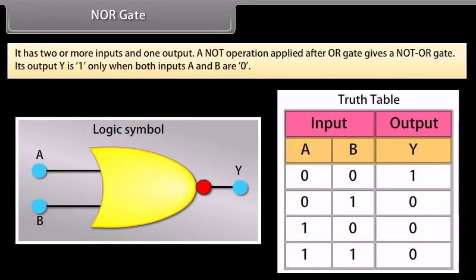NOR gate. It has two or more inputs and one output. A NOT operation applied after an OR gate gives a NOT-OR gate. Its output Y is 1 only when both inputs A and B are 0.